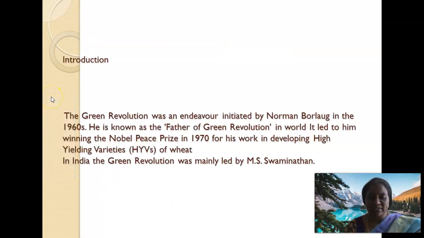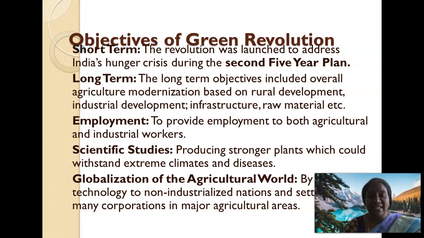The Green Revolution was an endeavor initiated by Norman Borlaug in the 1960s. He is known as the father of the Green Revolution in the world. It led to him winning the Nobel Peace Prize in 1970 for his work in developing high-yielding varieties of wheat. In India, the Green Revolution was mainly led by M.S. Swaminathan, who is considered the father of the Green Revolution in India.